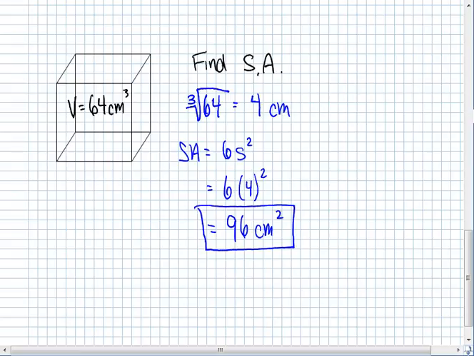Okay, so there you go. And you'll notice that 64, you know it's a perfect square, 8 times 8, but here we have to take the cube root, not the square root. And we find the surface area. Notice the units are in centimeters squared, not centimeters cubed, not centimeters.